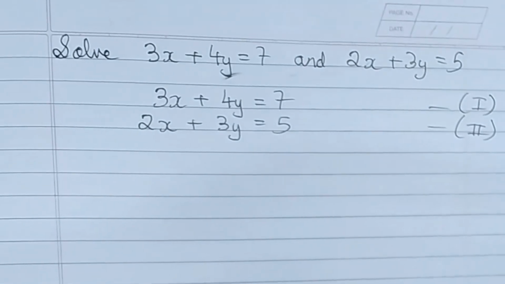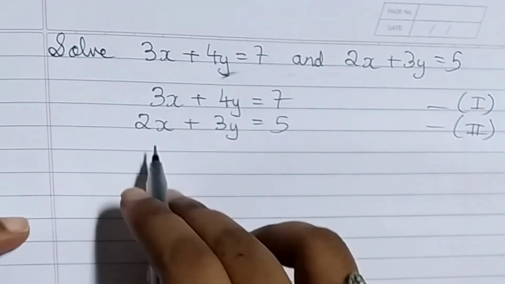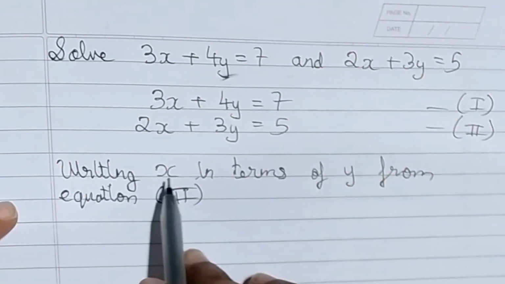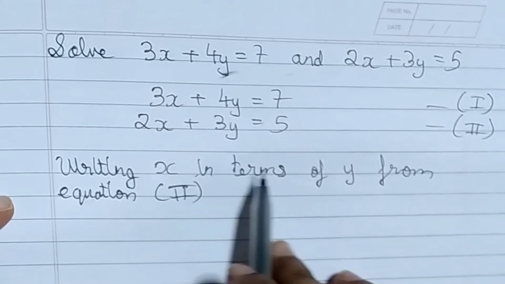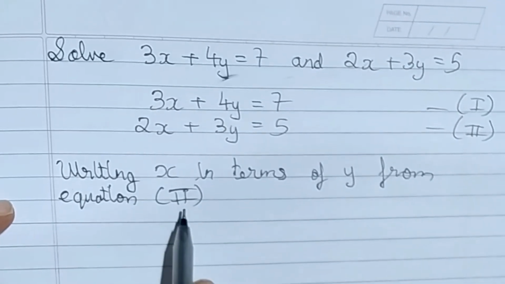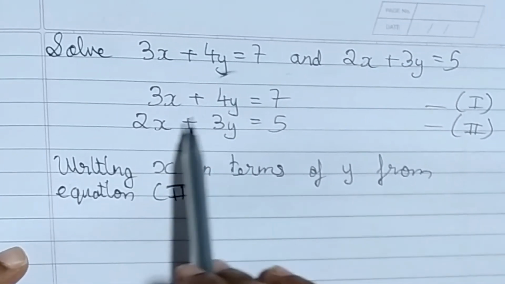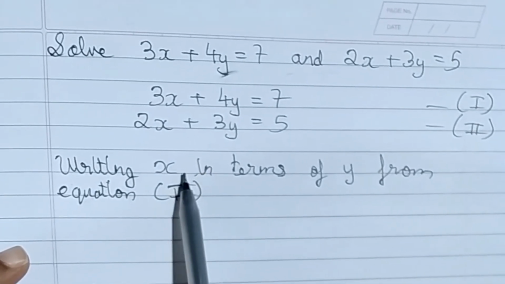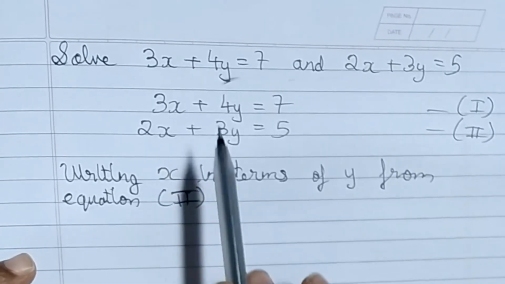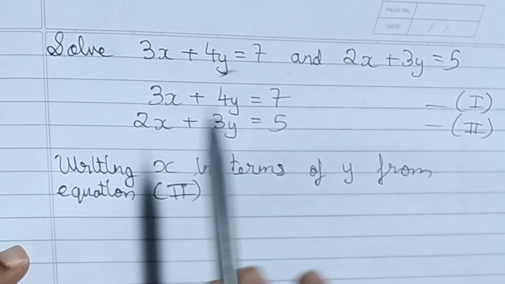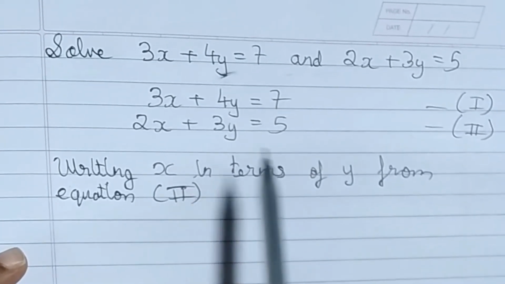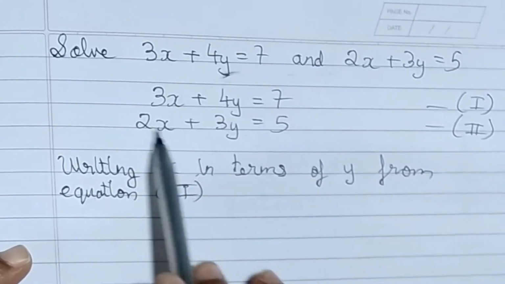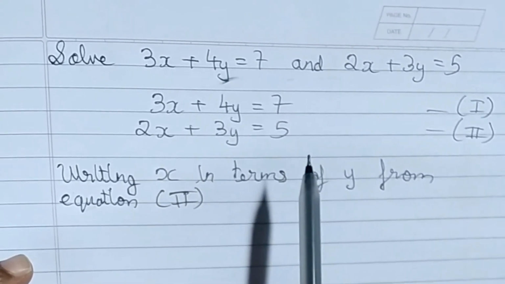So if we rearrange the terms of the second equation, then the calculation will be easier. So writing x in terms of y from equation 2, okay? So here we will rearrange the terms of equation 2 so that we will write x in terms of y. That means it will be in the form of x equal to, because we are writing x in terms of y. So equation 2 we will rearrange in the form of x equal to, okay.